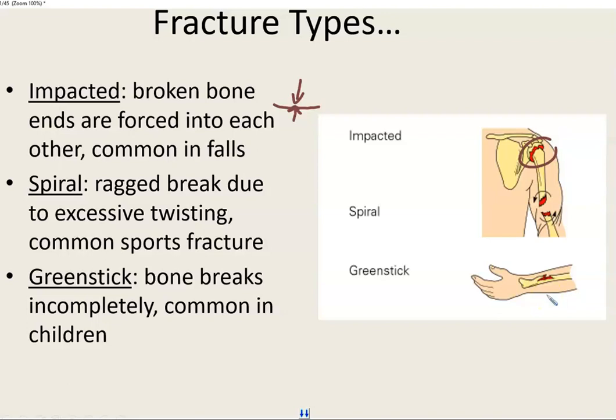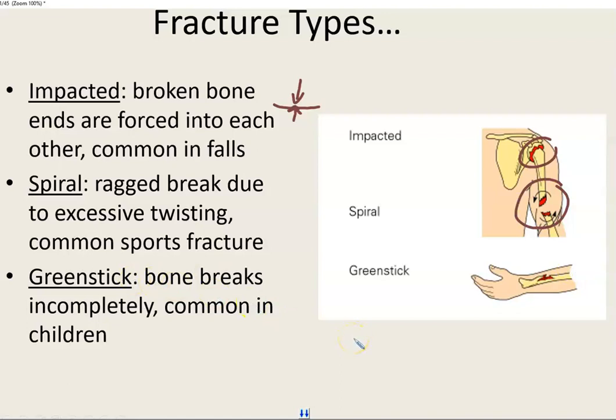A spiral fracture sounds like what it would be, a twisting. A lot of times with ankles and legs, one foot will get caught into another and they'll twist around one another like that. You can break a bone that way. And then you get a green stick.